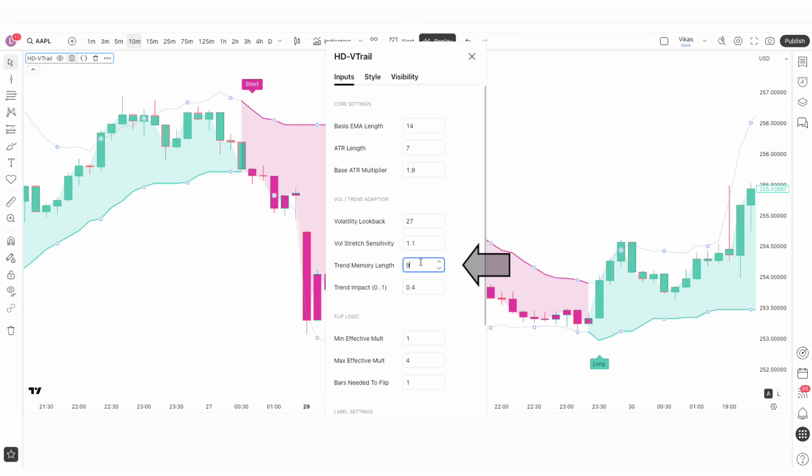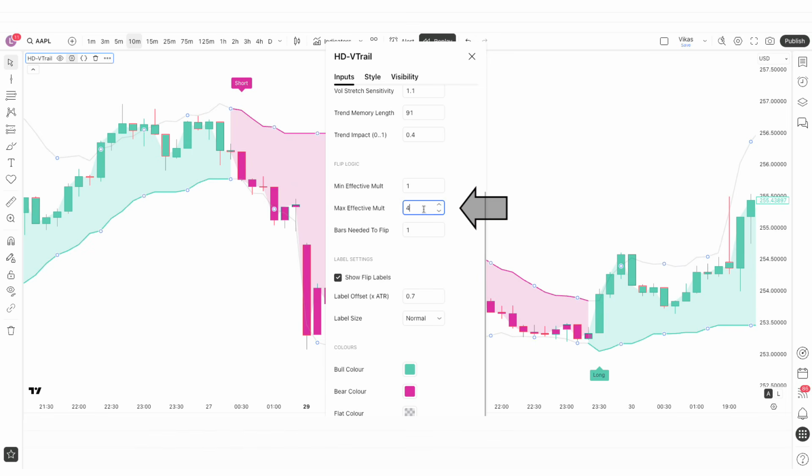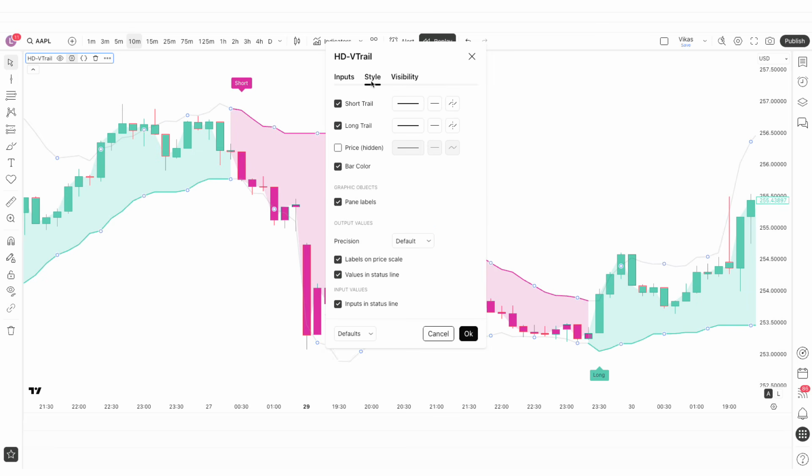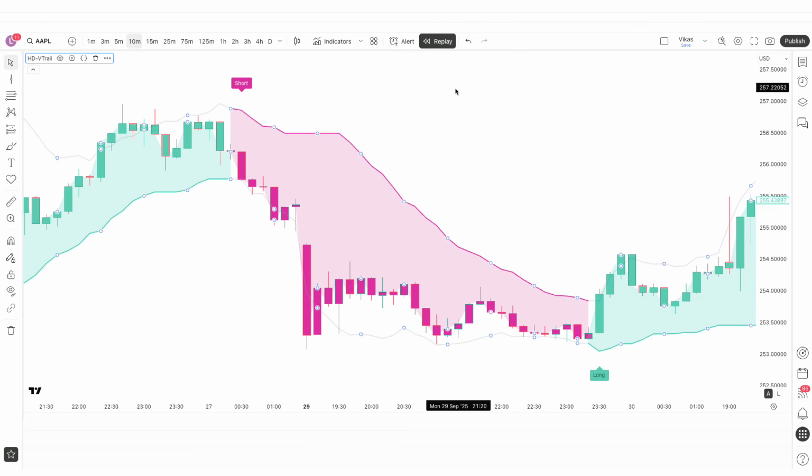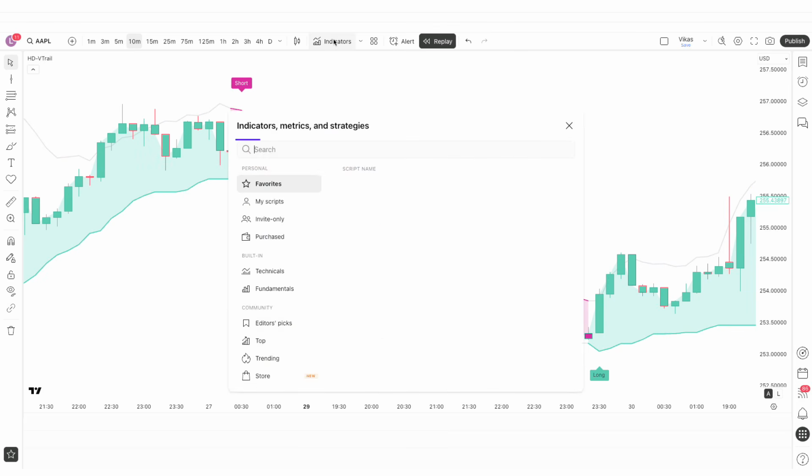We have to change this trend memory length option from 25 to 91. We have to change this max effective multiple option from 4 to 2.2. We need to click these options. After that, we have to apply another indicator on the chart. We will search adaptive RSI in the search box of TradingView.